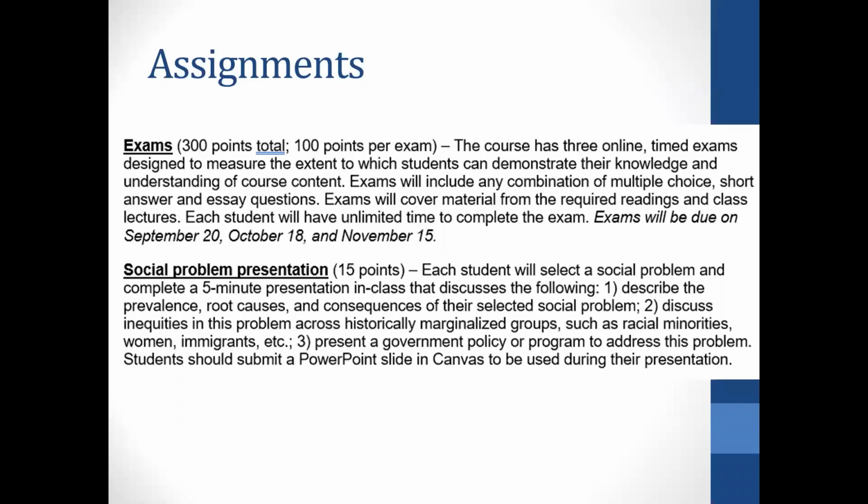So who wants to name any social problem? Anything? Voter suppression. Okay, voter suppression. So that's our social problem that we're going to do as our example. So the first part of it is describe the prevalence of voter suppression. So what might you talk about with the prevalence of voter suppression?